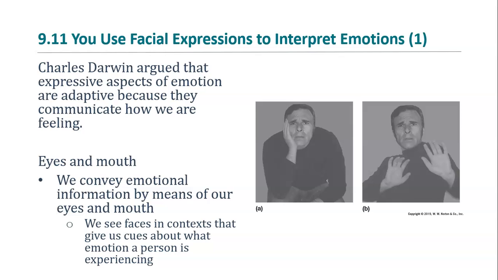We need context, though. If you look at these two pictures, the face is exactly the same in both of those. But in the first one, most people interpret A as being sadness and B as being fear, even though the facial features are exactly the same. So having a disconnect between the body language and the facial expressions can make it difficult to interpret what people are feeling.